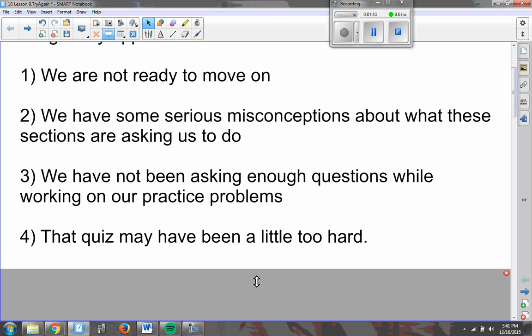And finally, that quiz may have been a little bit too hard. The graphs may have been a little bit too difficult, being off of our regular 10 square graphs. So I apologize for that, that those got a little bit outside of the realm that we're used to. So those four things are what I learned even while class was going on and we were working on quizzes. These things became very, very apparent to me.